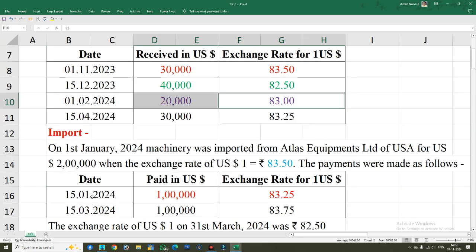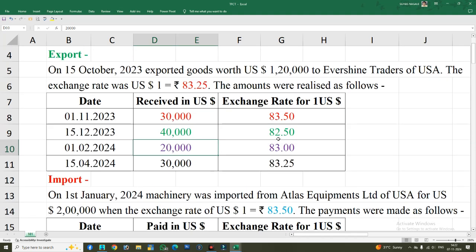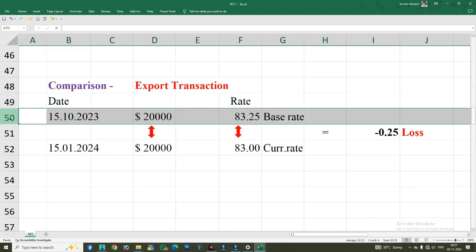Again, same as per the previous entry, we have to ask three questions. First, export or import. Next question, receipt or payment, and whether profit or loss. Here is an export transaction. Next, receipt because of export, income to be received, and comparison between base rate and the current rate.